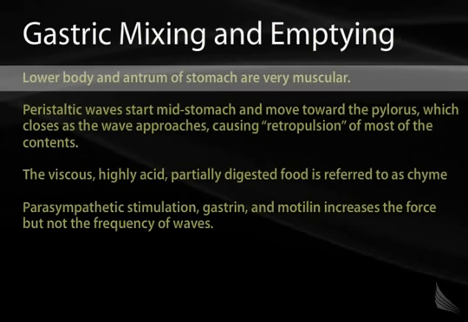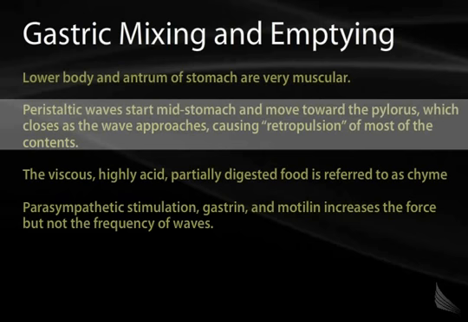Next, we'll discuss gastric mixing and emptying. As we've outlined earlier, the lower body and antrum of the stomach are very muscular. Peristalsis waves start in the mid-stomach and move towards the pylorus. The pylorus acts as a block, as food cannot go through the pylorus, and it closes as the wave approaches, causing food to come back, or retropulsion of stomach contents.